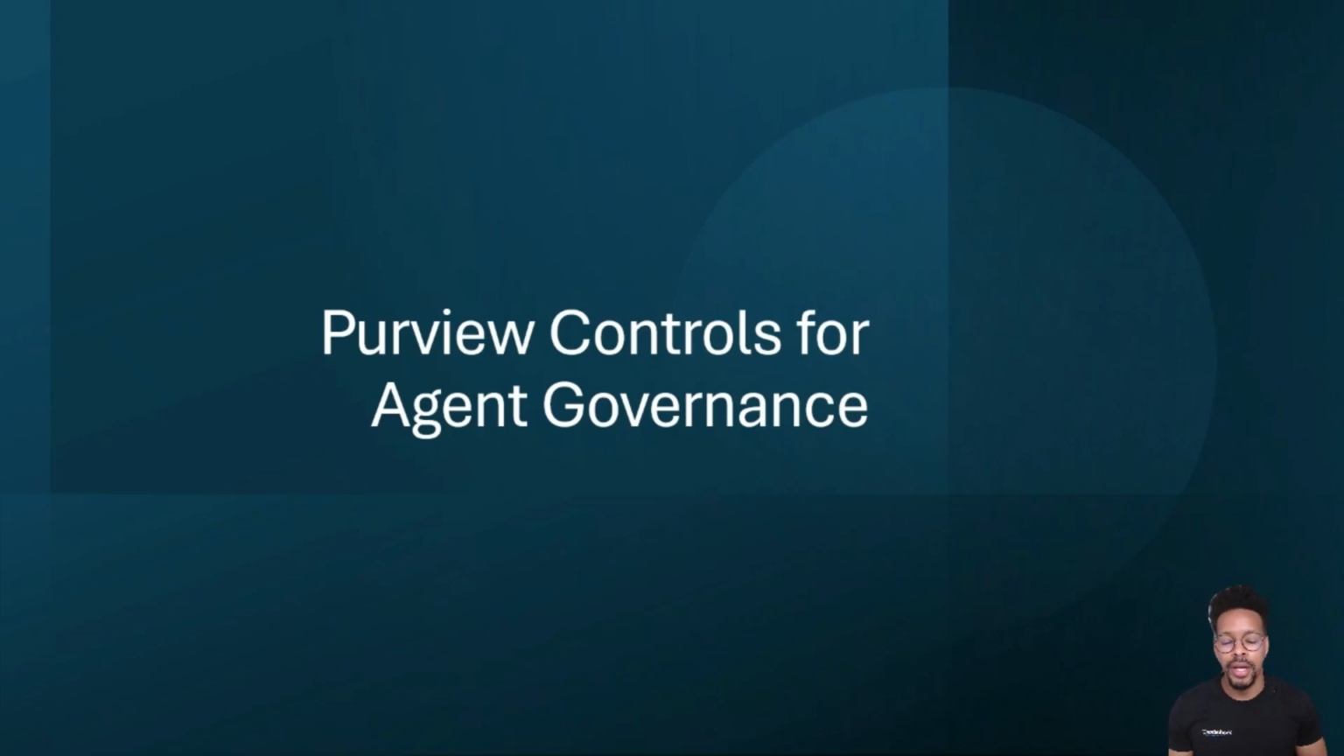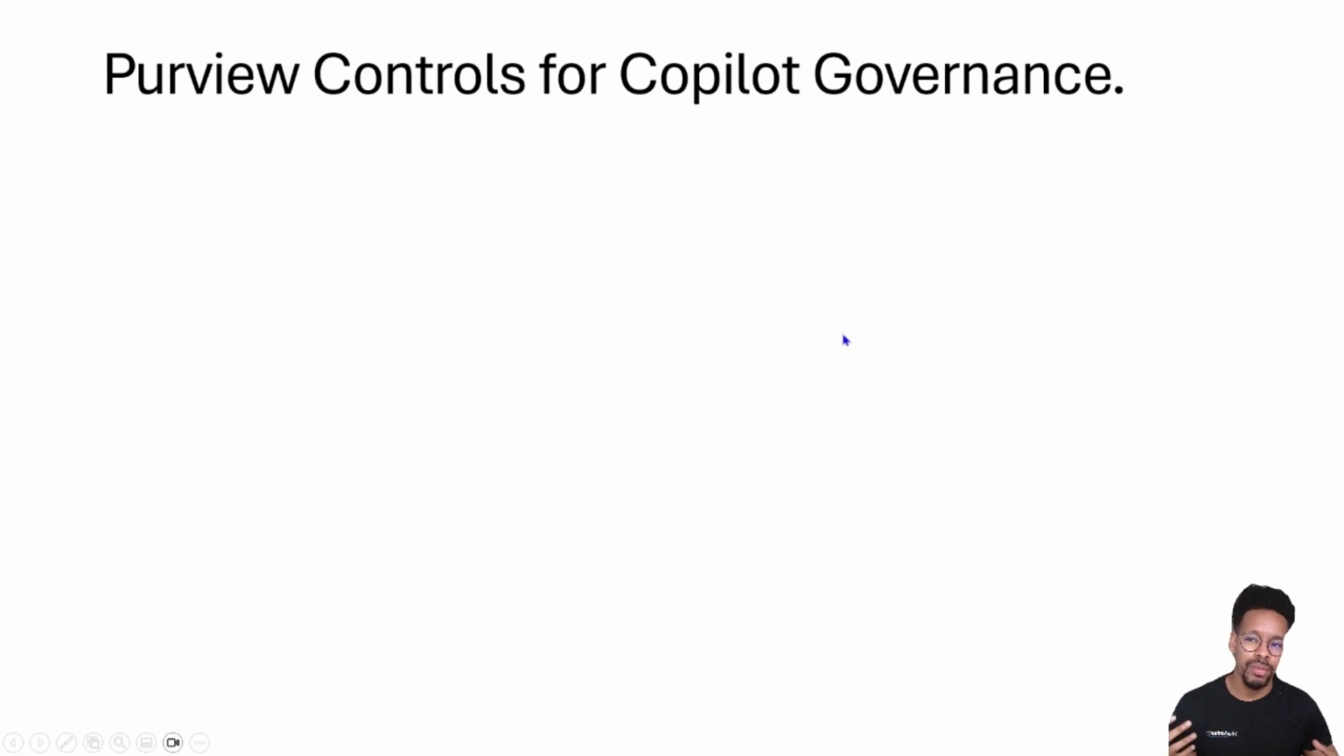My name is Wario. I work as a cloud solution architect at Microsoft, focusing on Power Platform and Copilot Studio. And today I will quickly take you through Purview controls for agent governance. And to make this clear, with agent governance, I mean Copilot, Copilot Studio, and in cases we can also cover ChatGPT, which is an enterprise AI application in this context of Purview. So without wasting any time, let's just go to Purview controls for Copilot governance.